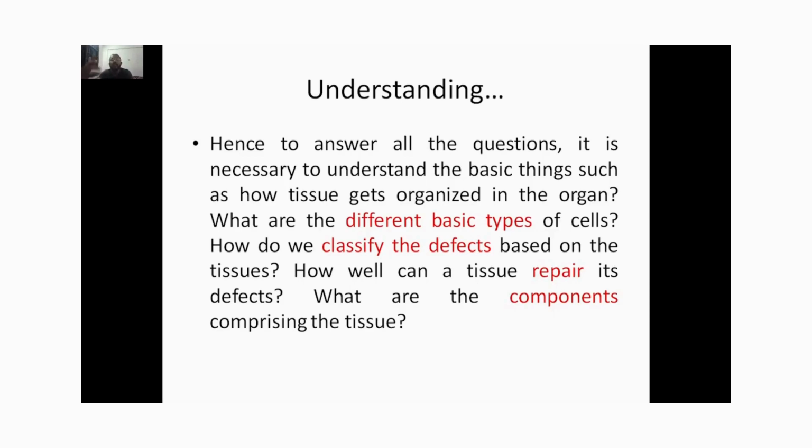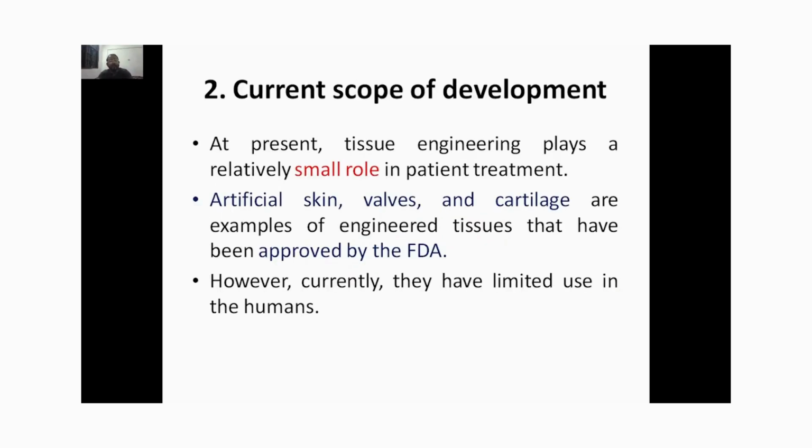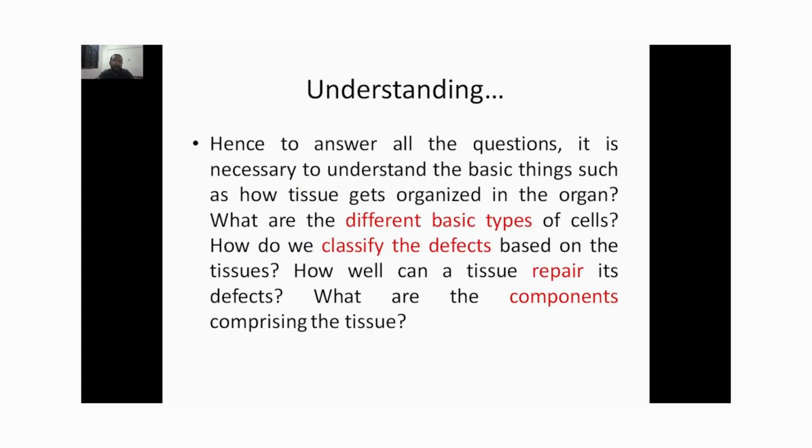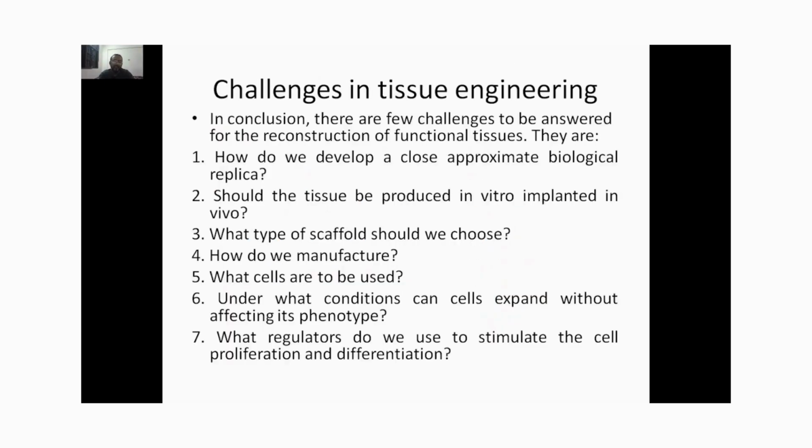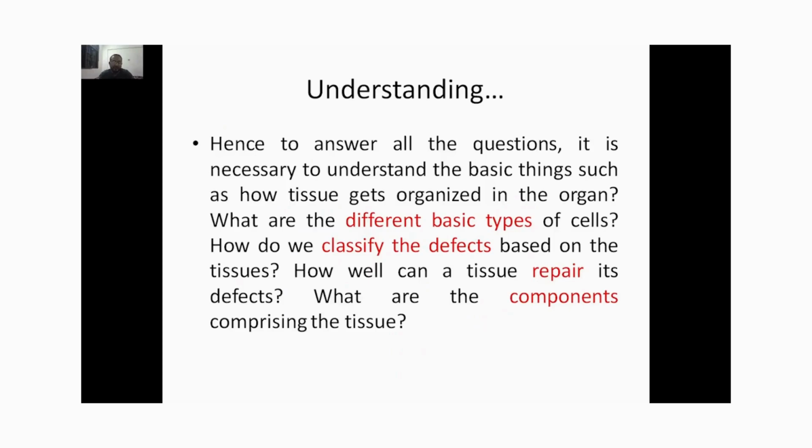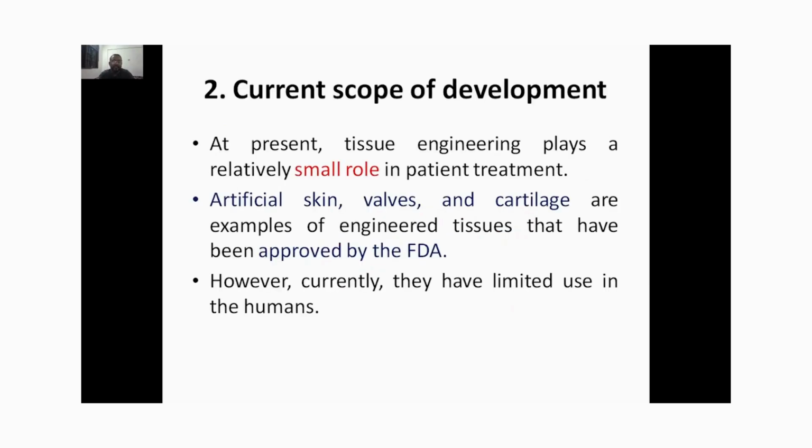Then what are the components comprising the tissues? That means what the particular tissue is made up of. All these things should be understood. So that was about the tissue traits and the challenges, as well as the solutions, for which understanding is required. Next we have the topic of the current scope of development, that we will discuss in the next class.